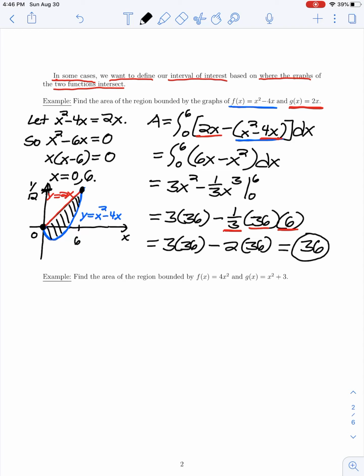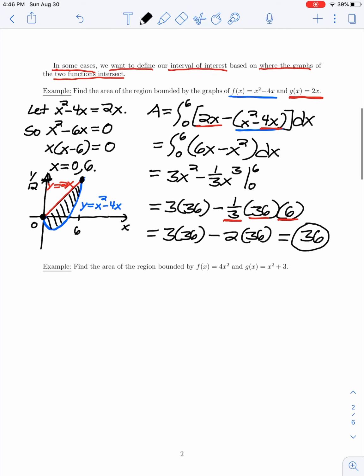Now in this problem, we're not given the unit for measurement, if this is like inches, feet, yards, miles. So we would just have to say square units in this case. So let's look at another one of these where we're considering a region bounded by two curves, so that we need to find their points of intersection.